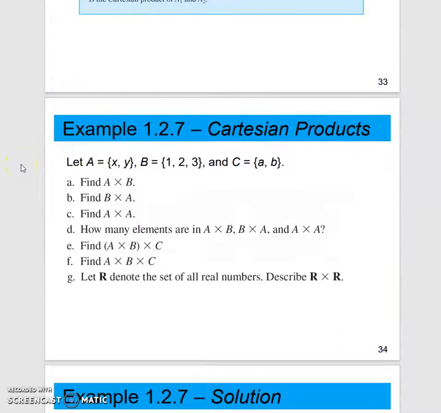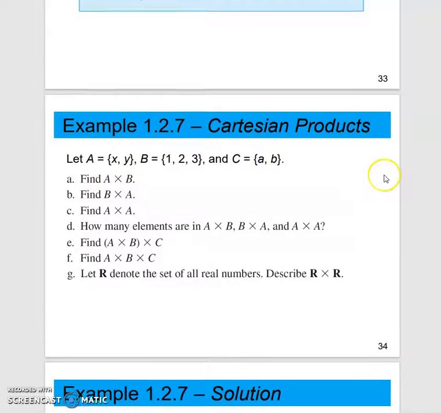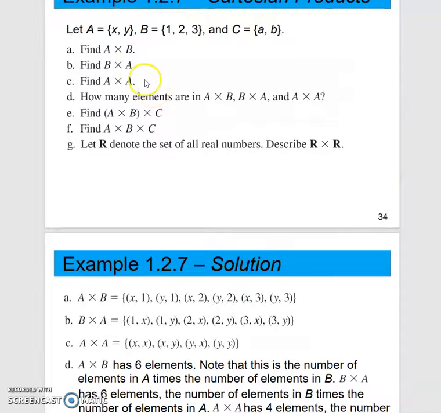So let's find some Cartesian products. Here A is {x, y}, B is {1, 2, 3}, and C is {a, b}. Let's start by finding A cross B. Again, that means the A elements are going to come first, the B elements are going to come second, and I am going to use all of them. So I'll have (x, 1), (y, 1), (x, 2), (y, 2), and then (x, 3), (y, 3). We want to be careful, as the order matters.